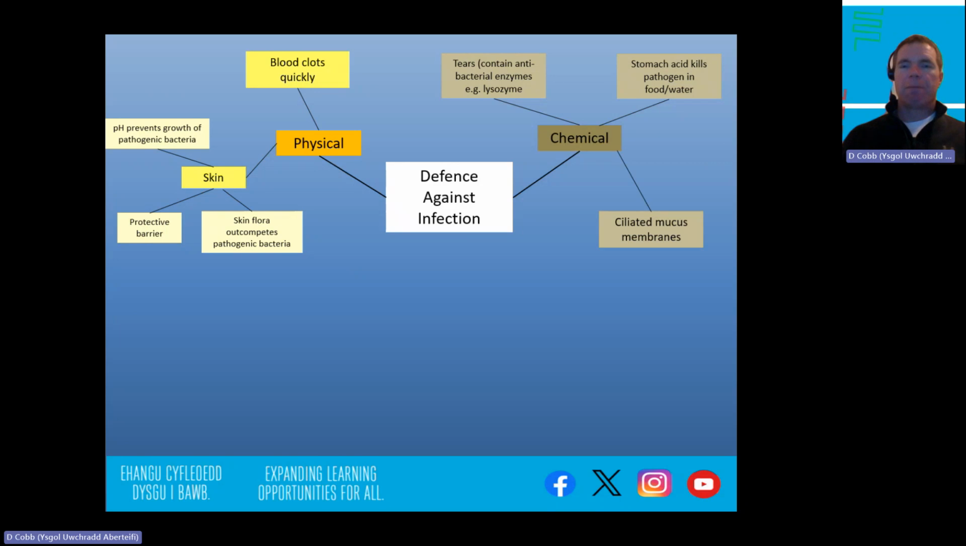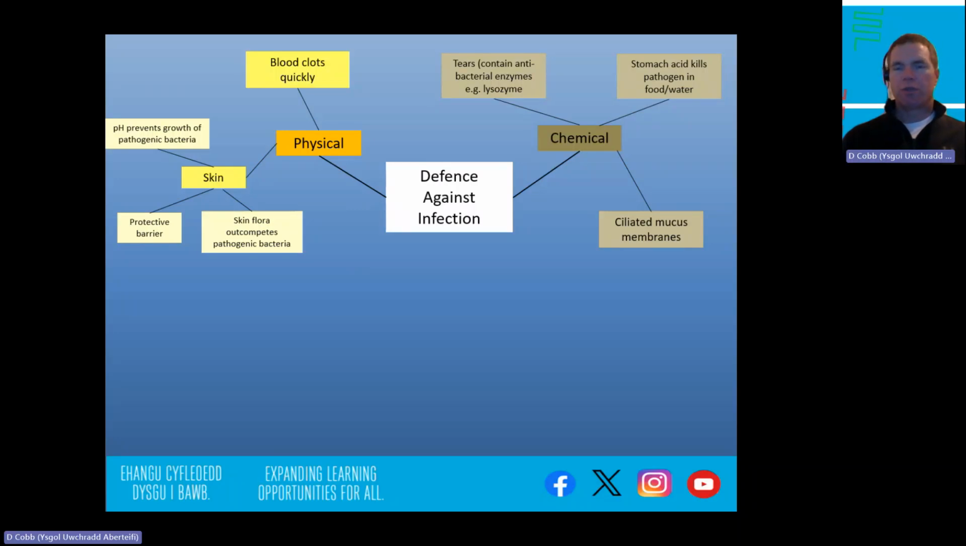And finally, you have mucous membranes which contain cilia. You'd be familiar with this from Unit 1. Things like the trachea, the windpipe: the cells which line the trachea are ciliated, meaning they have these hair-like structures which beat in a wave-like fashion.